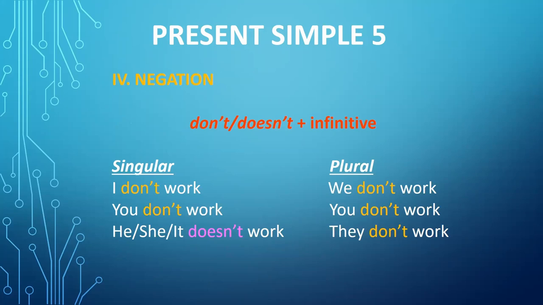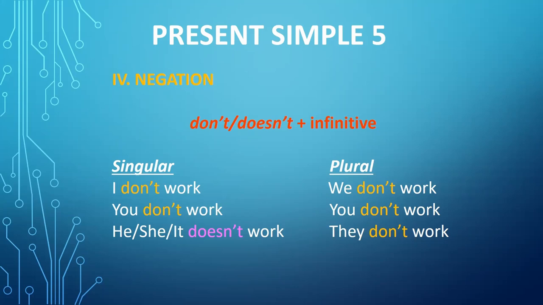Next one, how we negate present simple. We negate present simple with don't and doesn't. Actually, every tense in English has an auxiliary verb. The auxiliary verb is a verb that helps us to make very often negations and to make questions. In present simple, the auxiliary verb is do, in its forms do and does.